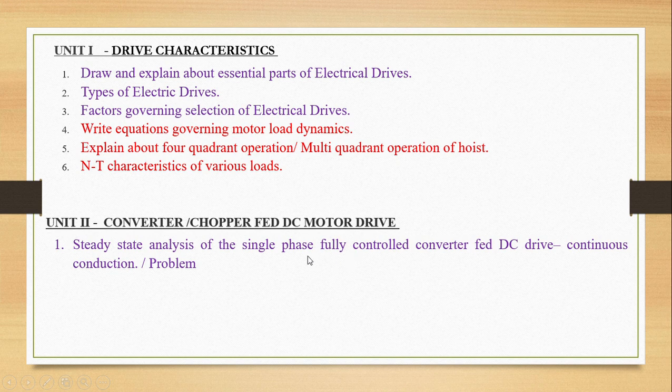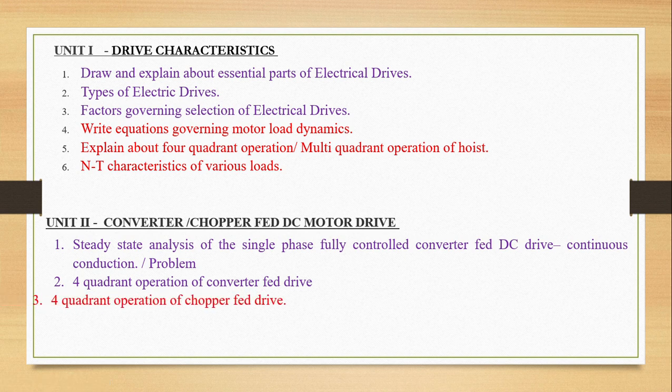Dear students, while explaining the theoretical concept of single phase fully controlled converter, we have to draw the corresponding circuit diagram and explain the circuit. Then the working should be explained with the help of its waveform. Then we have to derive the expression for average output voltage for continuous conduction mode. Second one, 4-quadrant operation of converter fed DC drive, that is for dual converter. Third one, 4-quadrant chopper. We have to explain 4-quadrant operation of the chopper along with its circuit diagram.